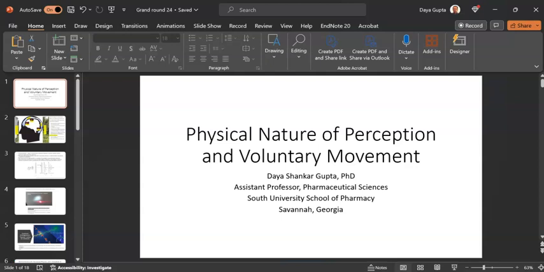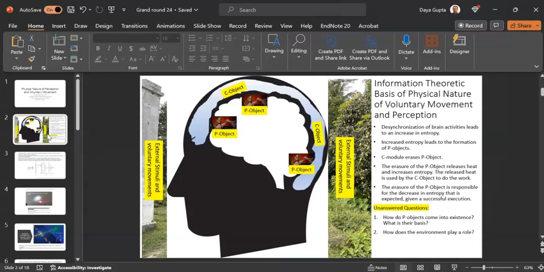We talk about the physical nature of perception and voluntary movement. This is ongoing work which was presented at the meeting of the Society for Neuroscience in Washington D.C. late last year. So this is the first slide, which is from that poster.